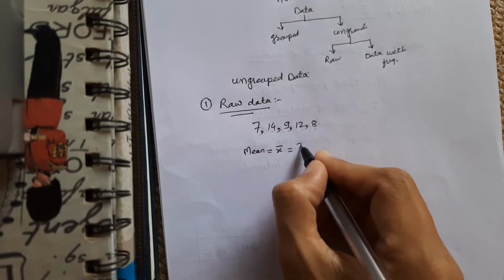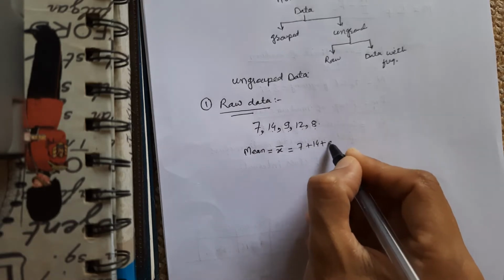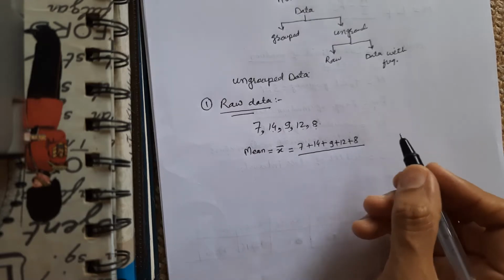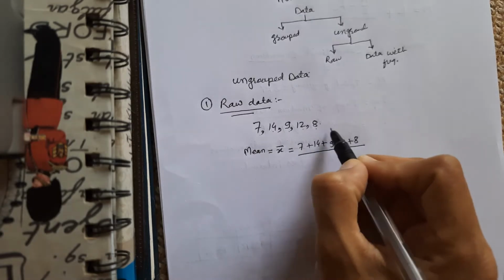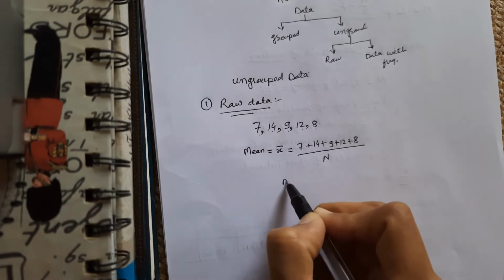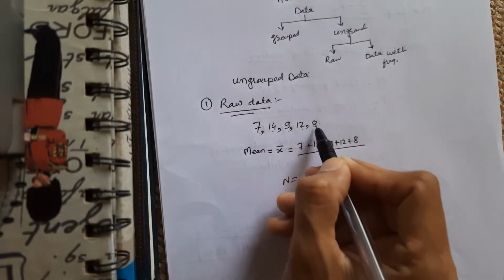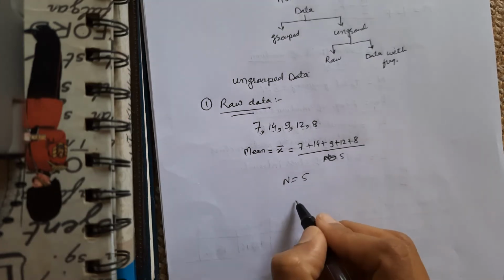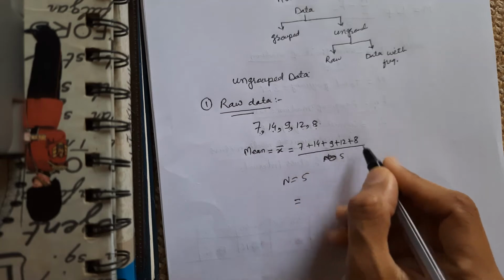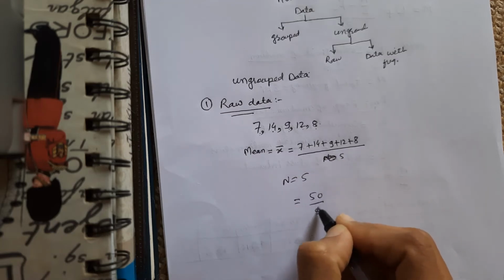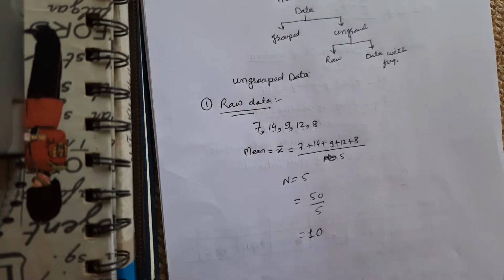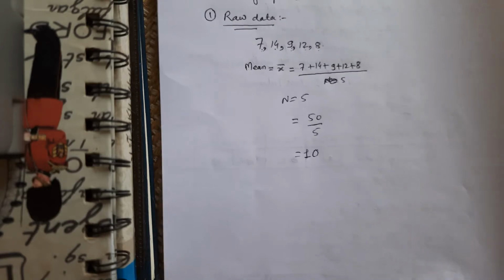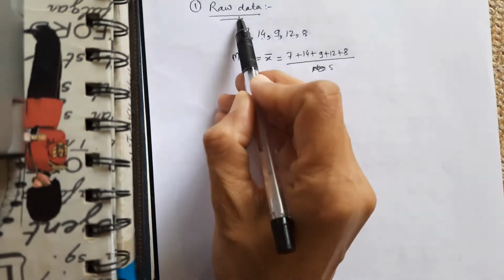Mean is nothing but we just need to add these data points, 7 plus 14 plus 9 plus 12 plus 8, and divide by the total number of observations, n, where n is equal to 5. So we are going to divide it by 5. The sum is 50, divided by 5, which is equal to 10. So simply you just need to add the data and divide by the total number of observations. That's how we calculate mean for raw data.